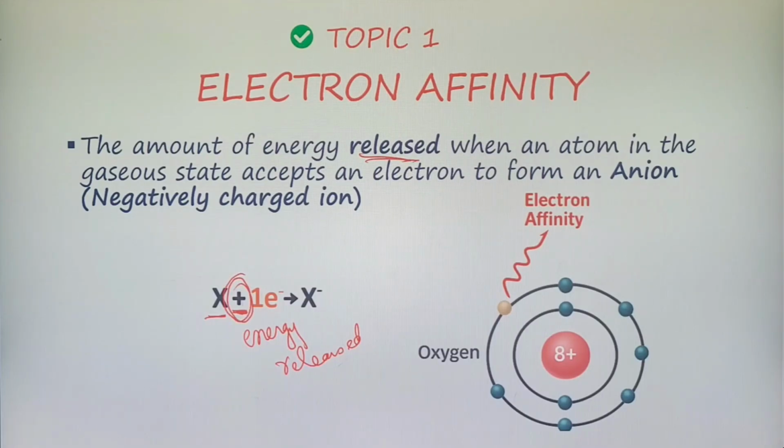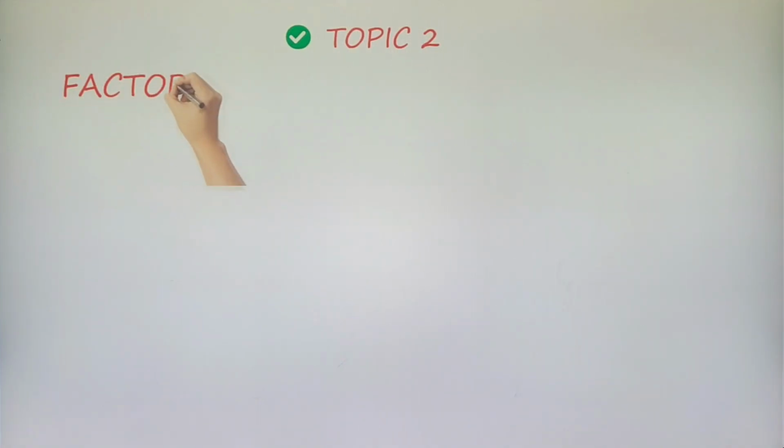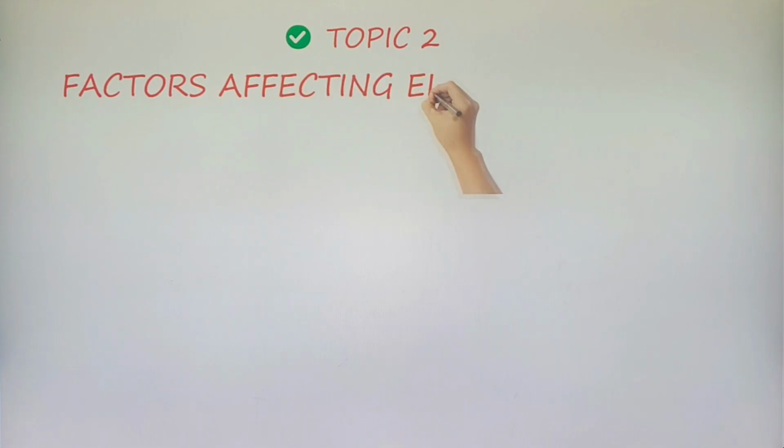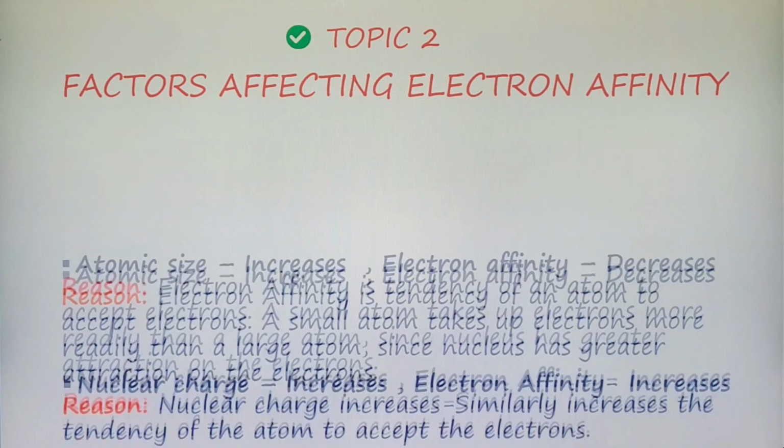So how did I denote the word accept here? With a plus sign. We know whenever any atom accepts an electron, it becomes a negatively charged ion. Whenever it is accepting an electron, the atom itself becomes negatively charged. Clear? So now let's start with the various factors affecting electron affinity, or electron attraction.